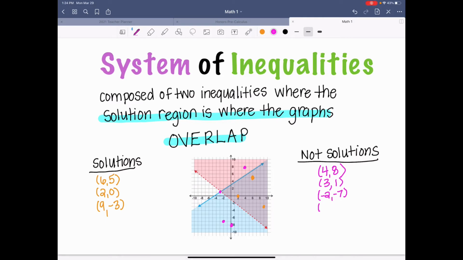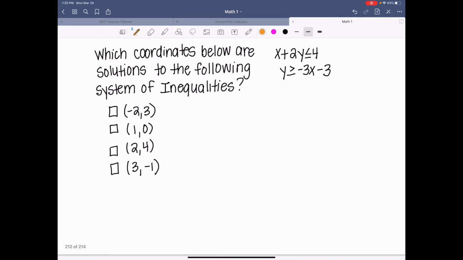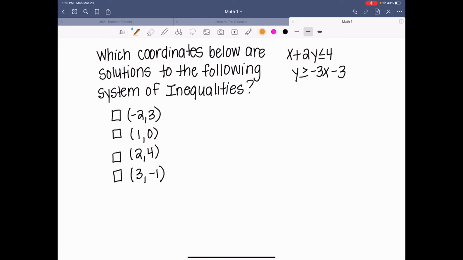I have 0, -8. All right, so again, if you notice where all of my orange ones are that are solutions, these are all in the overlapped area. Okay, I could plot any point in the overlap and it'll work. So now what we're going to do is we're going to prove that that works. So I have a system of inequalities right here, over here to the side, okay?